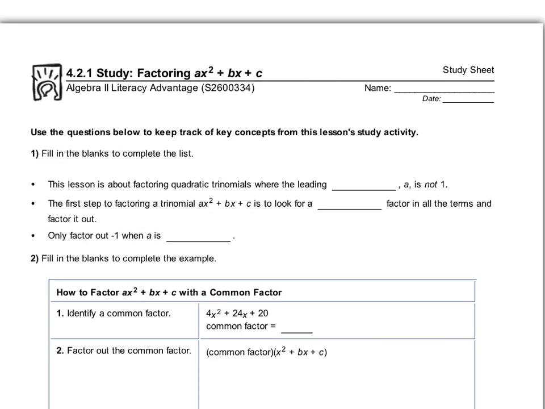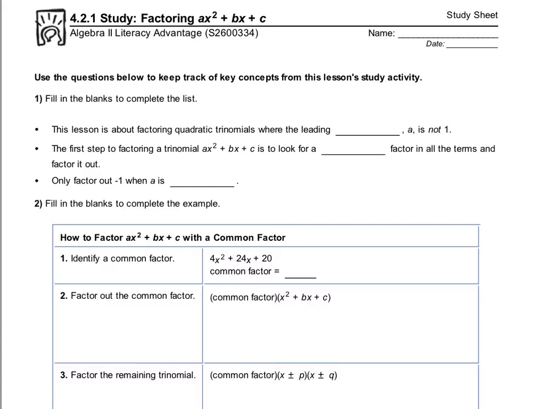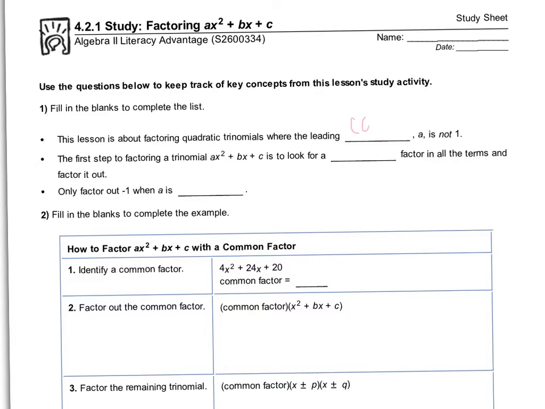We're going to move on to 421. And we're going to do the notes for this section. So this lesson is a little bit different because it's talking about factoring trinomials where there's a number in front of x squared, whereas the previous lesson didn't cover that. So again, we're just going to go through the vocabulary and talk about how we do these problems. So this lesson is about factoring quadratic trinomials where the leading coefficient, which is known as A, is not 1. This is very, very important.